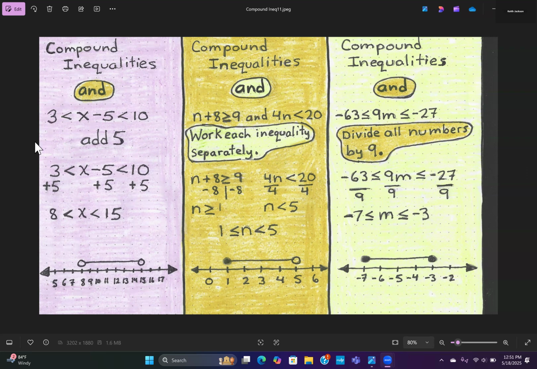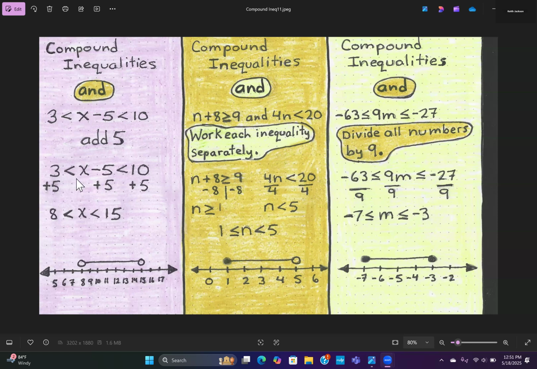Let's start with the first one, in which we have 3 less than x minus 5 less than 10. How are we going to solve this inequality? Well, all we have to do is find the variable. Then we're going to isolate that variable by doing the opposite of the number that is next to that variable. In this case, it is a negative 5. So all we're going to do is add 5 to all the numbers in this inequality.